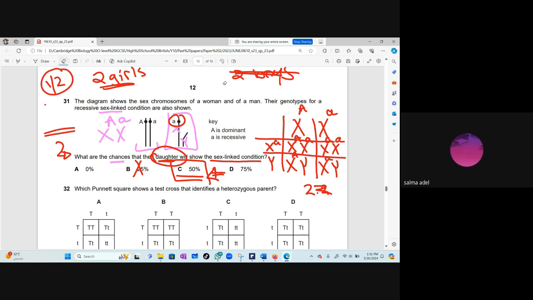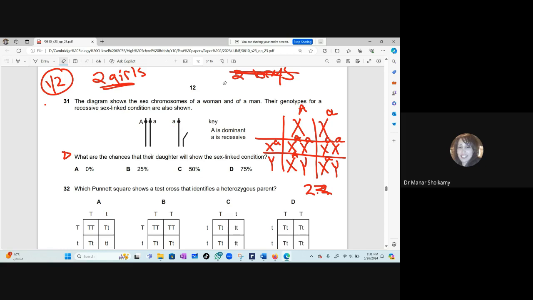Who is confused? If they had asked you the question in a different format, for example, what are the chances that one of their children will show the sex-linked condition? Now we have here 4 children, and 2 of them show sickness, which is 1 girl and 1 boy. This is 2 out of 4. So the answer will always be 50%, actually, no matter which format they asked you.